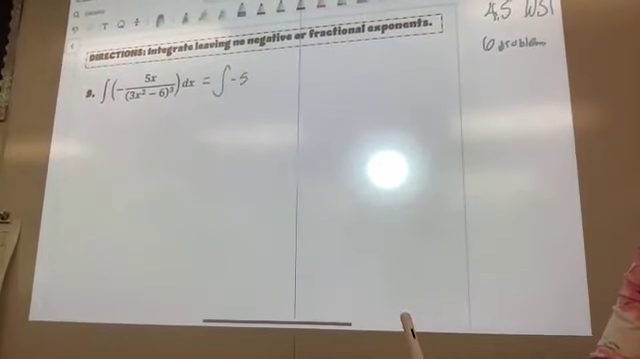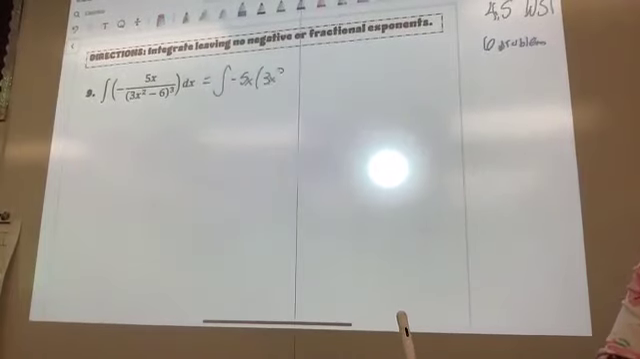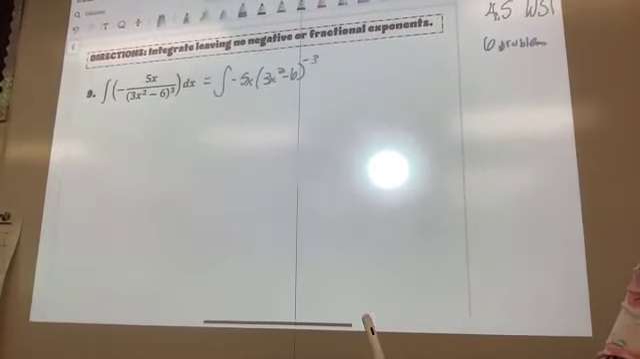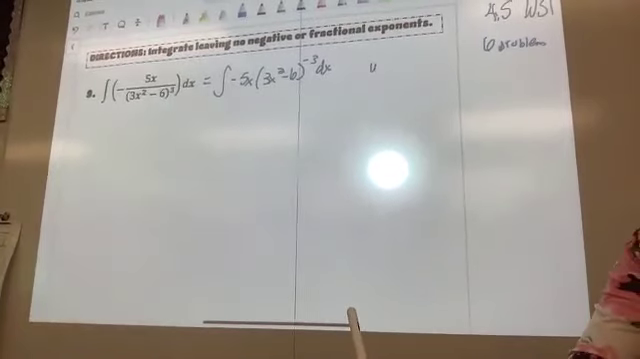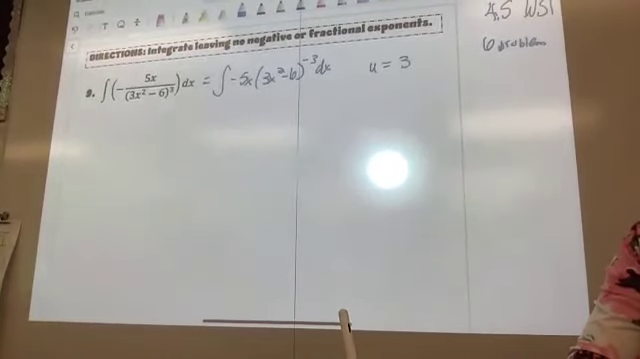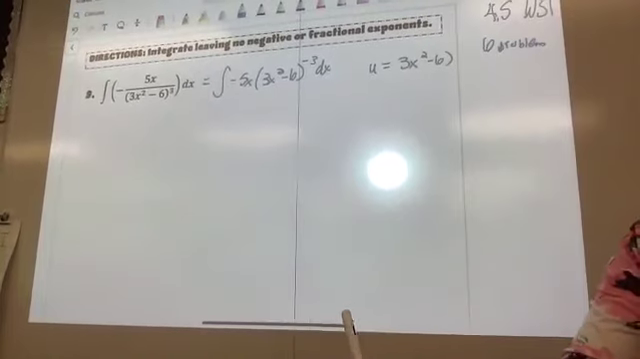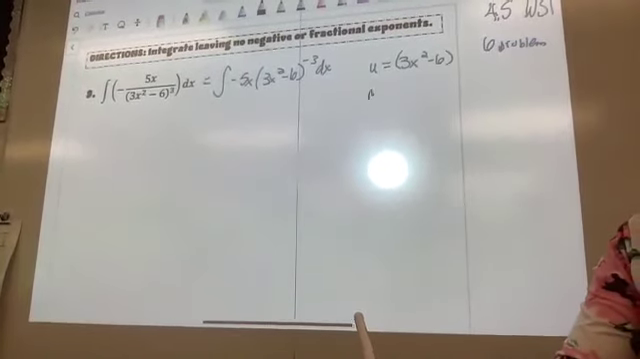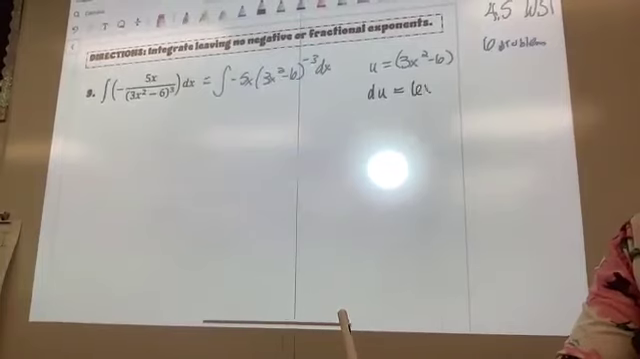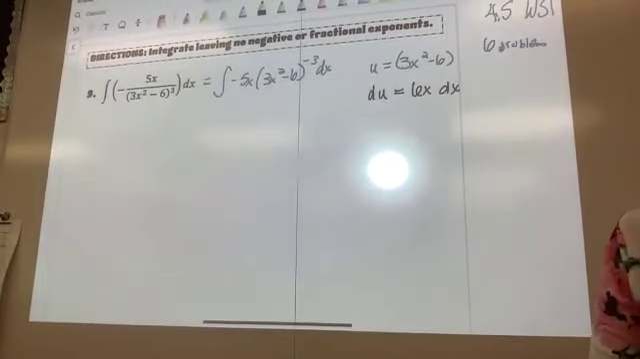We get negative 5x times 3x squared minus 6 to the negative 3 dx. U is going to be the middle, 3x squared minus 6. Du, it's another weird one, 6x dx. This negative 5 is messing me up, right? Pull it out, you got it.